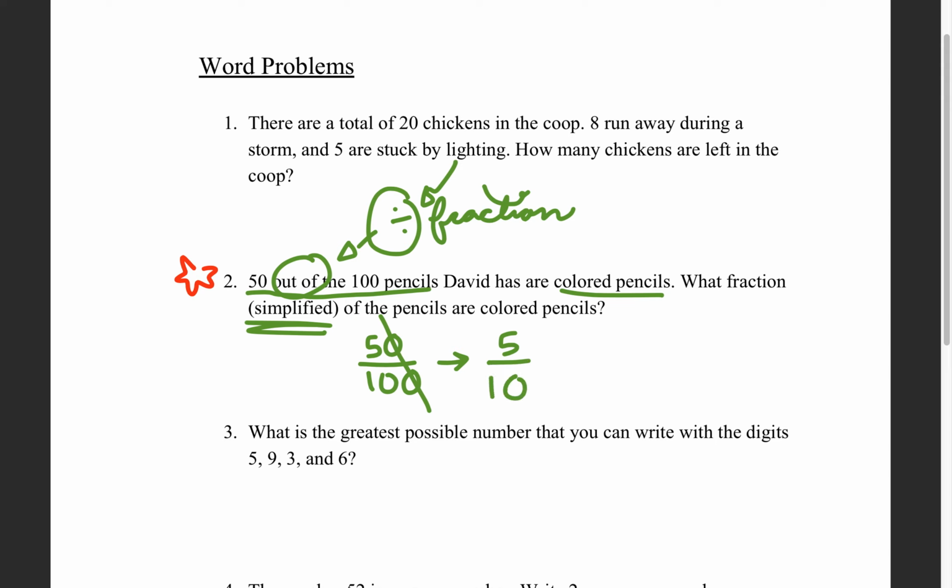But 5 goes into 10 2 times. So if we divide 10 by 5 and 5 by 5, that's going to turn into 1 and 2. 1 over 2, aka a half. And that means half of them are colored pencils.